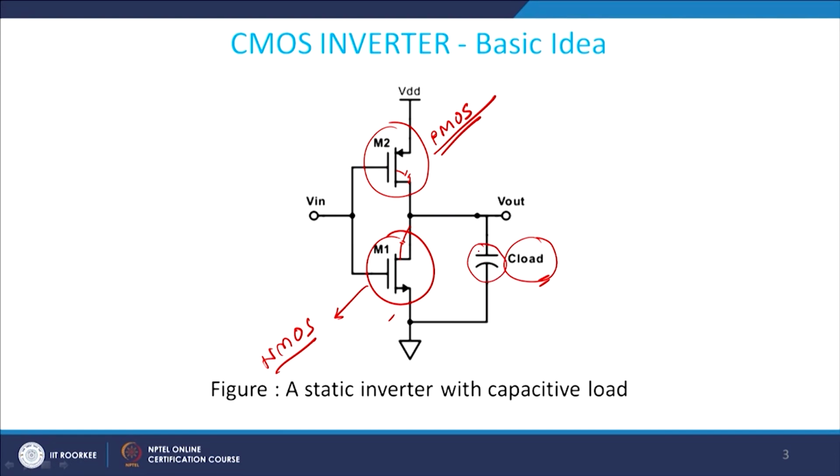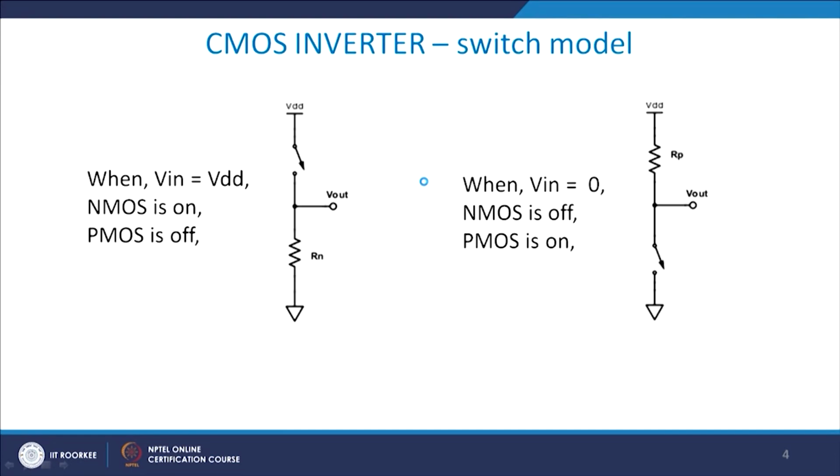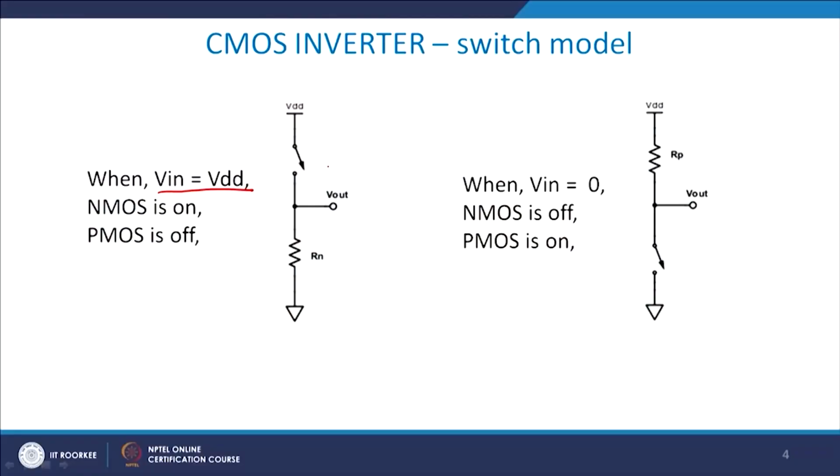Let me see how it works out. So, when Vin, maybe I can just show you the next slide. Now, when Vin equals VDD, when my input voltage equals VDD, at that point of time my NMOS is switched on, but my PMOS is switched off because my input is high.